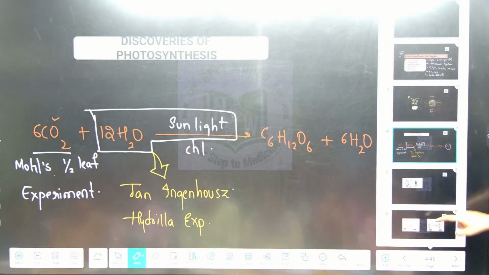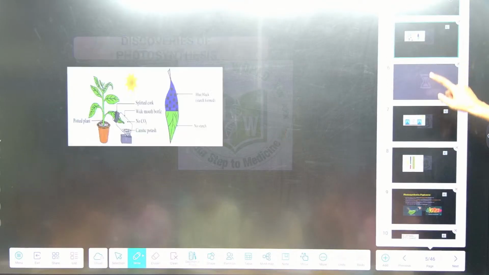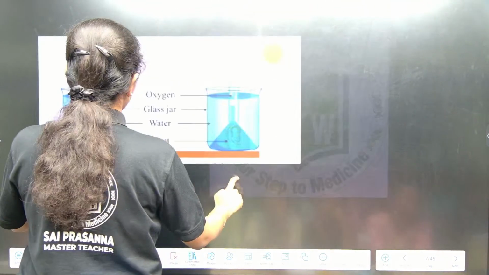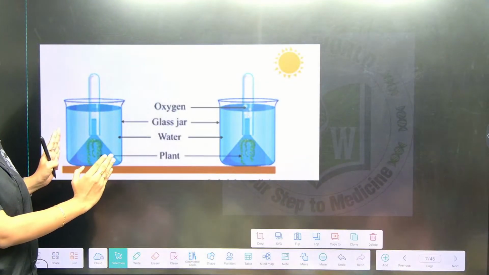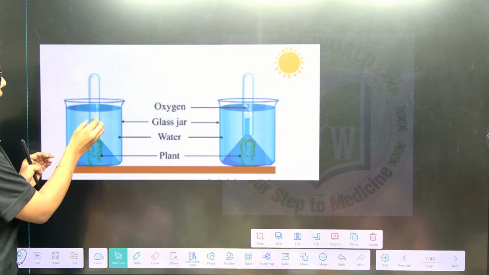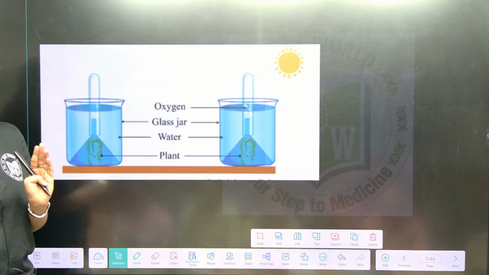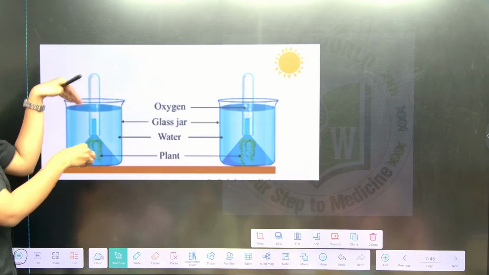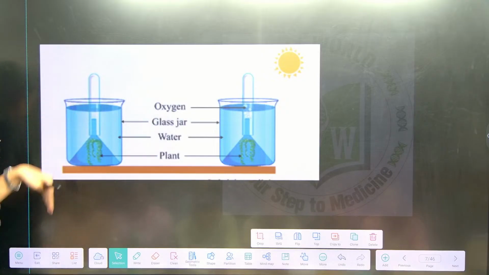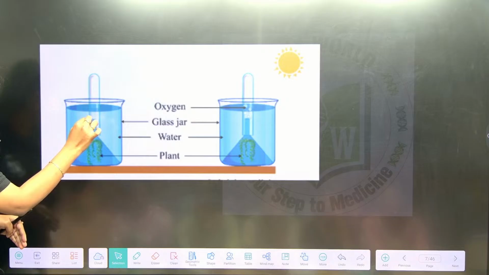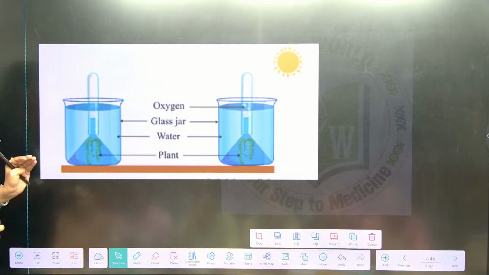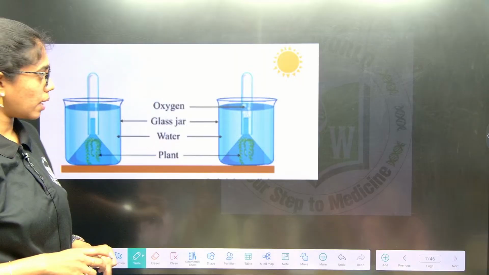Jan Ingenhousz experiment, what did he perform? So this is Moll's half-leaf experiment. Listen carefully, beta. A beaker containing water is taken, and in that a test funnel, can you see the funnel which is like this? In that a Hydrilla plant is placed. That funnel is inverted and kept in the beaker containing water. Over this funnel, this hole is open, right? This is closed with a test tube. 2 such setups were made. One is kept under sunlight, one in a dark room. After a certain period of time, what is observed, you know?